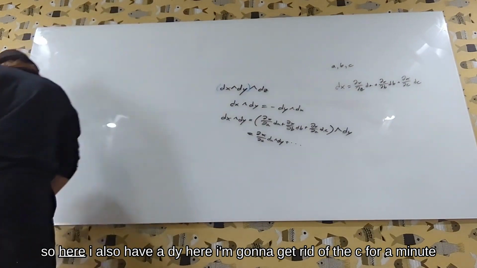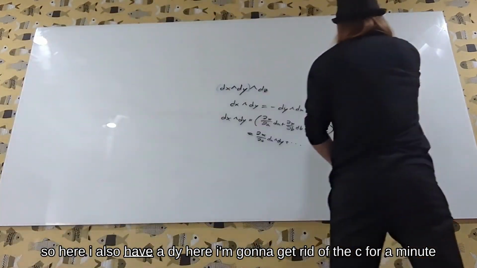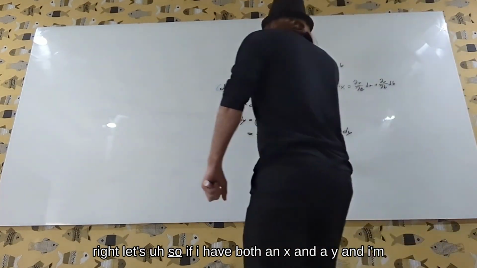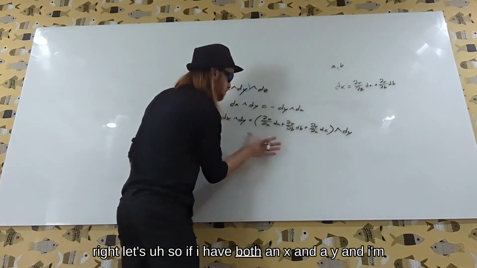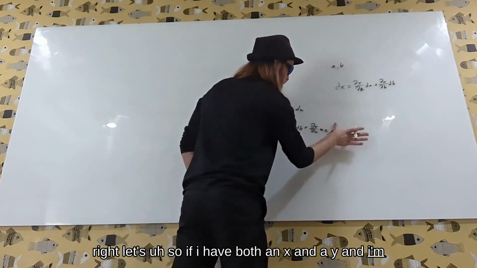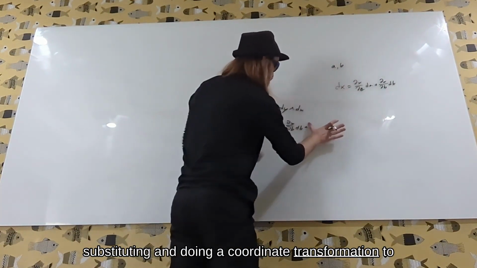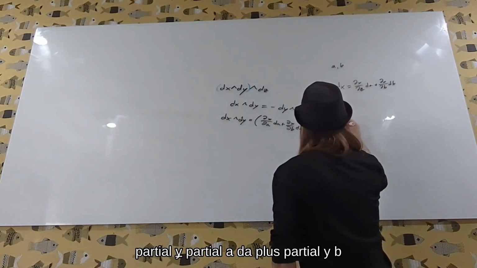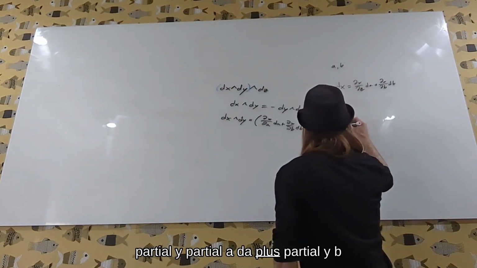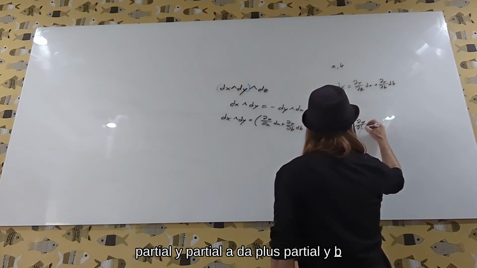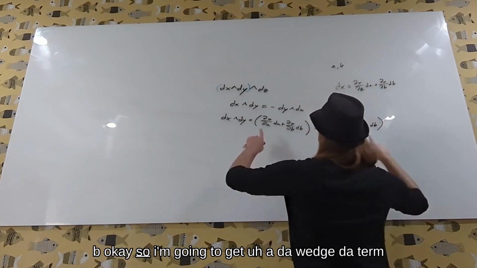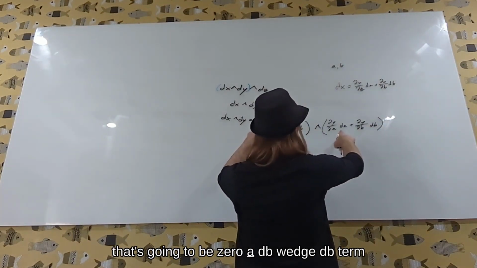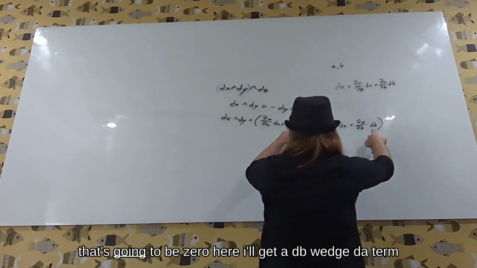So write that out right here. I also have a dy here. I'm going to get rid of the c for a minute. If I have both an x and a y, and I'm substituting in a coordinate transformation for both of them, then my wedge is going to look like this: partial y partial a dA plus partial y partial b dB. I'm going to get a dA wedge dA term, that's going to be 0. A dB wedge dB term, that's going to be 0.